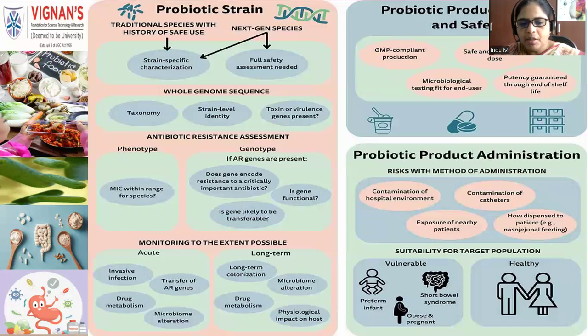Whereas at the acute level, these are the various activities like invasive infection, transfer of AR genes, drug metabolism, and microbiome alteration. So these you have to study at the strain level. After studying and assessing the particular strain, whether it is beneficial or not, if it is beneficial, then you can use that particular strain for making the products. So at the product level, you have to see the quality as well as the safety of the probiotic product.